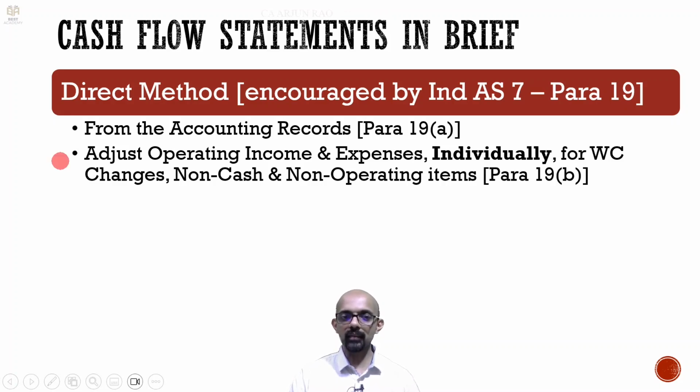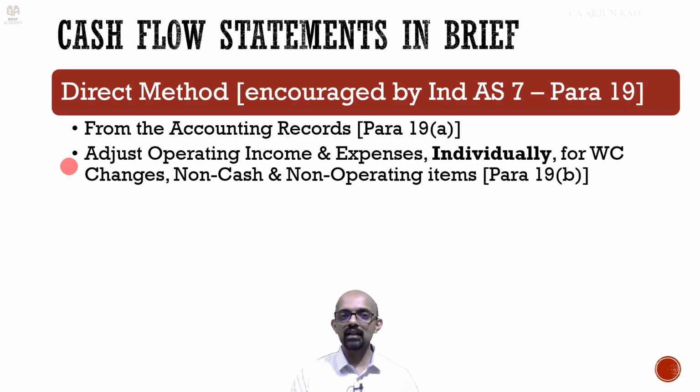The other method that is permitted by para 19b is by taking the operating income and expenses individually. You start with sales. So you adjust the movement in balances of debtors, bills receivable, and you arrive at cash received from your customers. So individually, line by line, whatever you are going to present in the cash flow statement, you make certain adjustments for the working capital changes as well as the non-cash items, non-operating items, you arrive at the cash flow. That is also permitted.